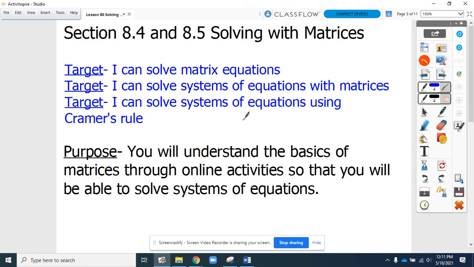So looking at, we have 3 targets today: solving a matrix equation, solving a system with matrices, and then solving using Cramer's rule. So this focus lesson video is going to focus on those first 2. And really now we have the background that we need. We have multiplying, we have inverses. We're really just going to put them together.